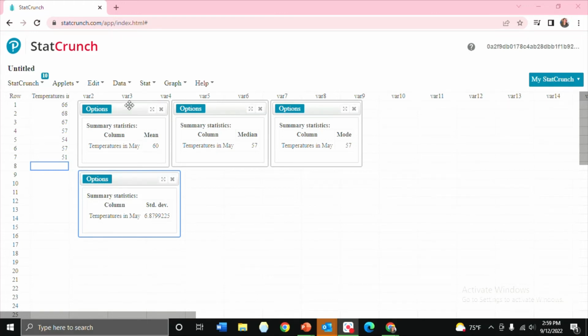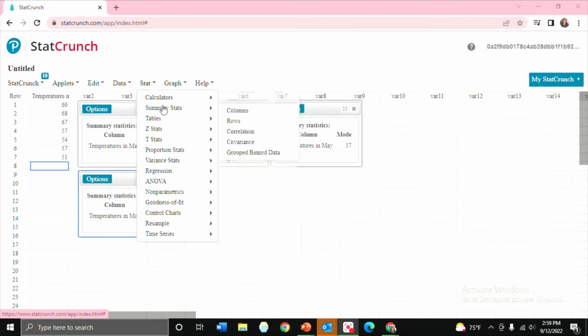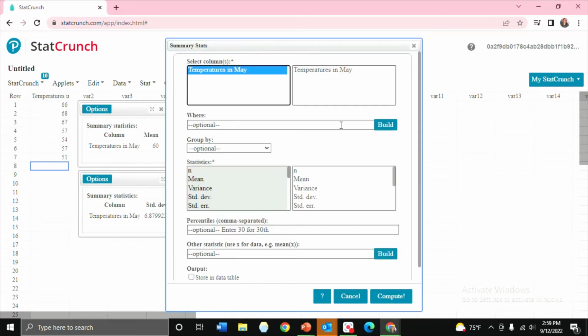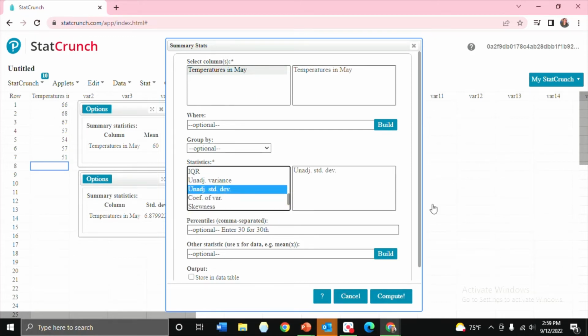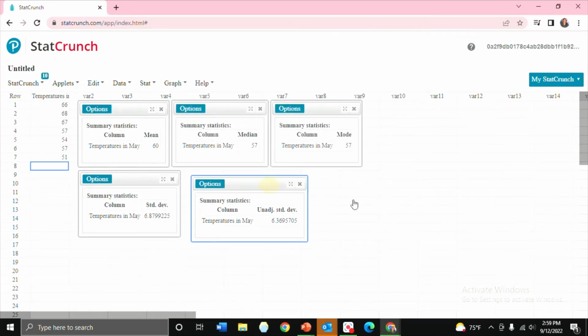But what if this was for our entire population? What if this represented the entire population? Well then we would just be dividing by that population size n, right? So how do we find that? We go to Stat, Summary Statistics, Columns. Again, we're going to go to temperatures in May, but now we're going to go down here to the unadjusted standard deviation. We did not have to adjust for the bias because now we're dealing with an entire population. We don't have to adjust for anything because that variance is already built in. So we can just take the unadjusted standard deviation, click compute, and there we get that 6.37 that we saw from Nick's video.